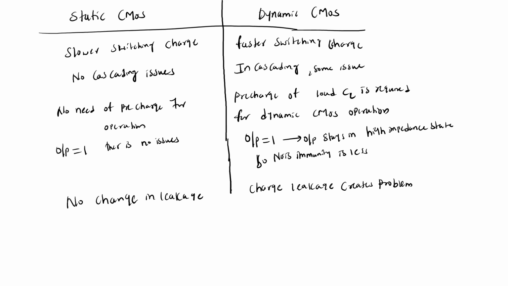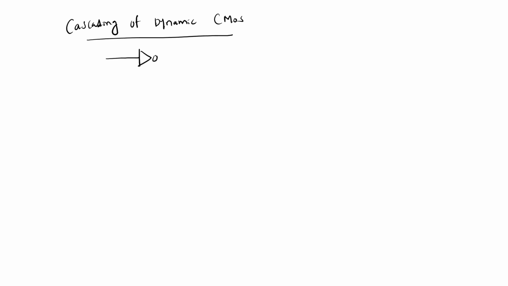Next, I told you there are some disadvantages when you cascade dynamic CMOS. I will tell you about that. Cascading is, suppose two inverters are there, two inverters connected back to back. This is nothing but cascading.